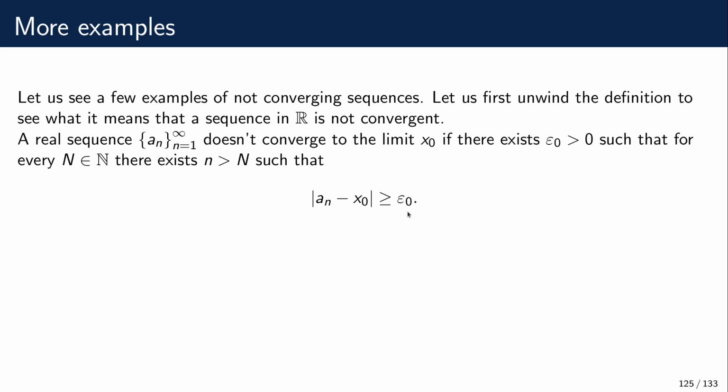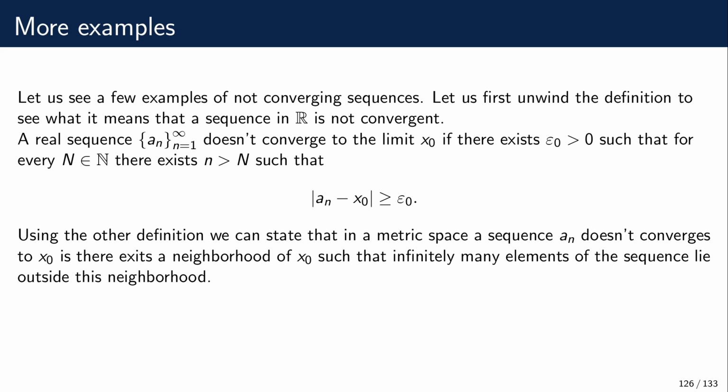In other words, it's easier to think of this in terms of the second equivalent definition: for some epsilon neighborhood of the limit, there will be infinitely many elements lying outside of this neighborhood. So we could say that the sequence does not converge if there exists a neighborhood of x0, any neighborhood, such that infinitely many points of the sequence lie outside this neighborhood.